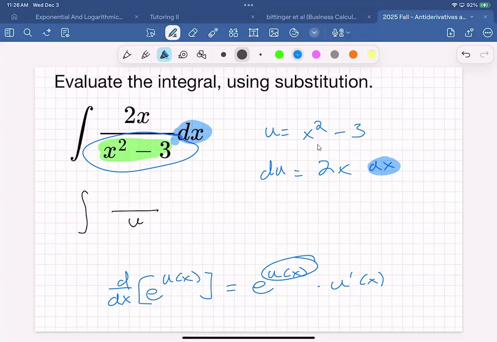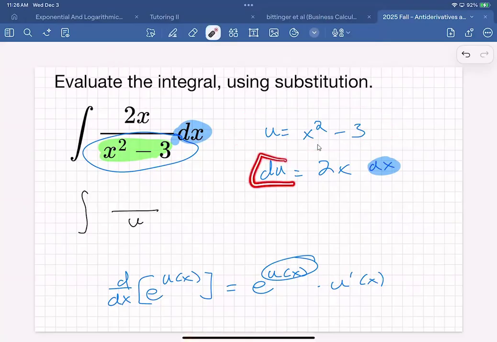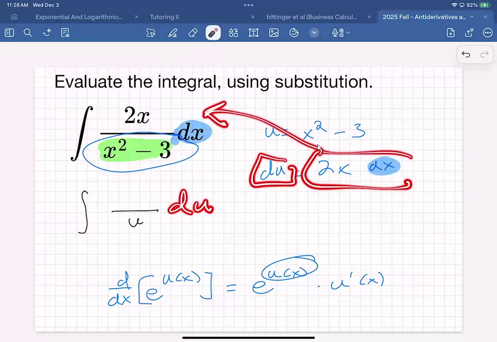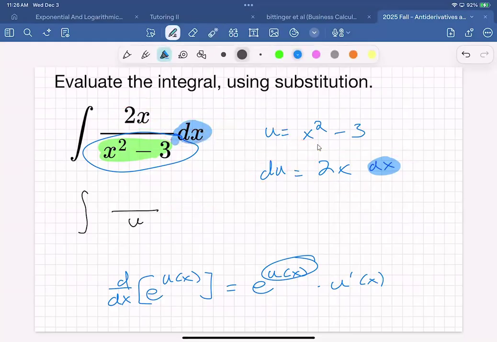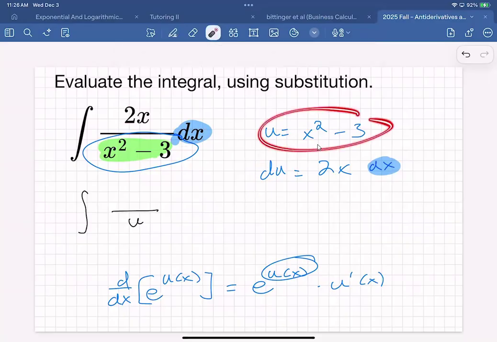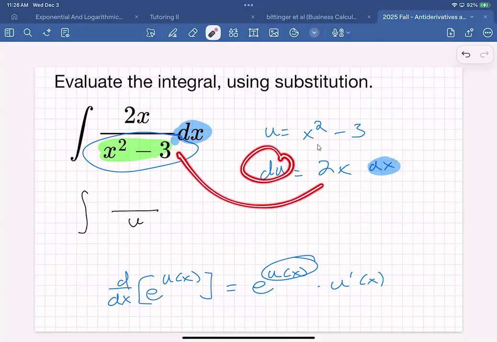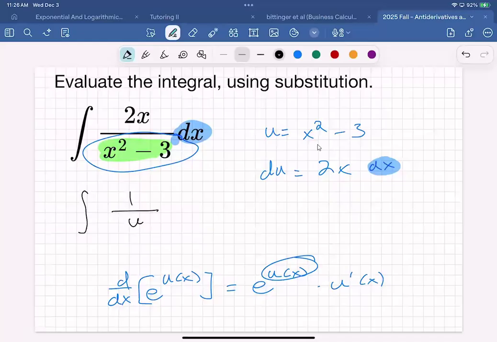The 2x, the other piece of the problem that I have here, right? So what they're saying is from our derivative, if I want to put du here, what must I have in my original problem? 2x and the dx, right? Well, guess what? Don't we have that? So what we're seeing here is, hey, I can substitute that piece in as well. Just as I put u in for this x squared minus 3, we can plug this in for that piece there, right? So I'll just put this as 1 over u du.